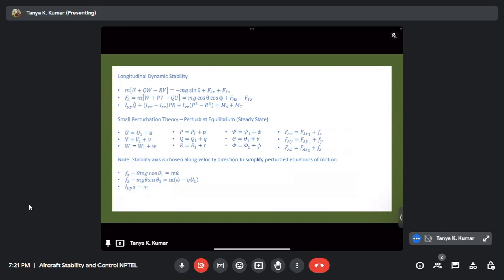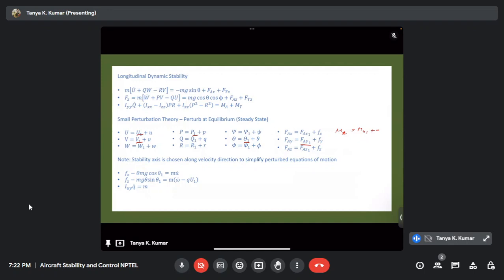So the values at equilibrium are written with the subscript 1. So this u1, v1, p1, theta 1, phi 1, even the moment. So you have moment x is moment x1 plus m, so on and so forth. So you have all quantities at steady state plus a small perturbation, that is small u. All the small letters are the small perturbations. Now the equations of motion are written with respect to these new variables.